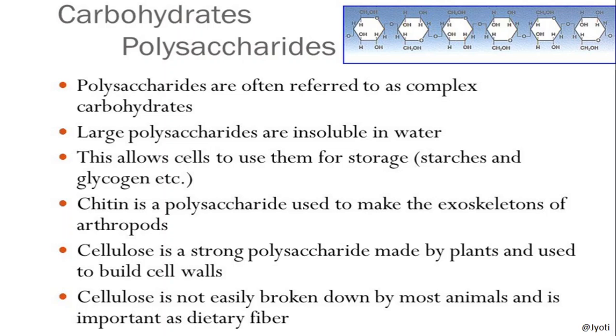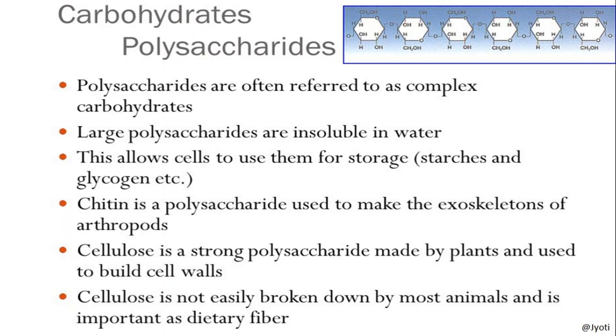Now we'll discuss the polysaccharide, because in your syllabus the detailed account of polysaccharides is there. So I will also discuss the different types of polysaccharides in detail. The polysaccharides are often referred to as complex carbohydrates because they are made up of more than 10 sugar units, which may be arranged in a straight chain or in a branched chain, or they may form a coil structure or helical structure. The large polysaccharides are insoluble in water.